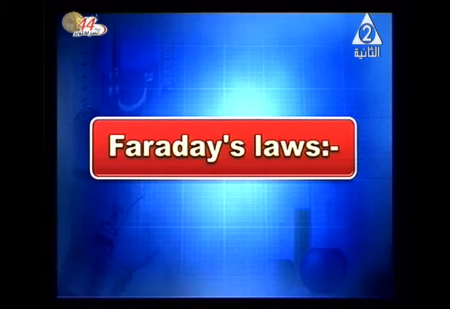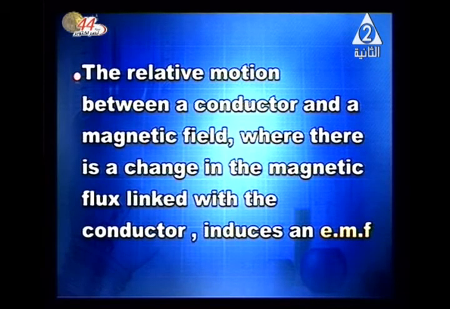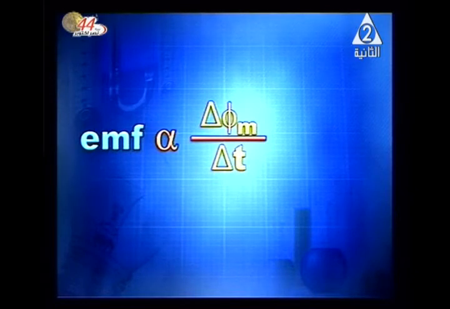And now, talking about Faraday's laws. First law: the relative motion between a conductor and a magnetic field, where there is a change in the magnetic flux linked with the conductor, induces an EMF. EMF is proportional to the rate of change of the magnetic flux. This is the first equation.